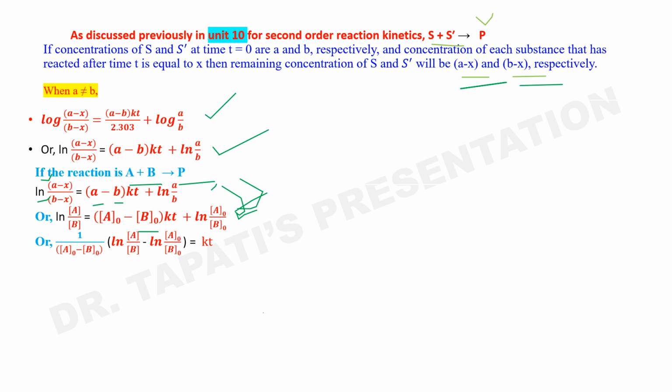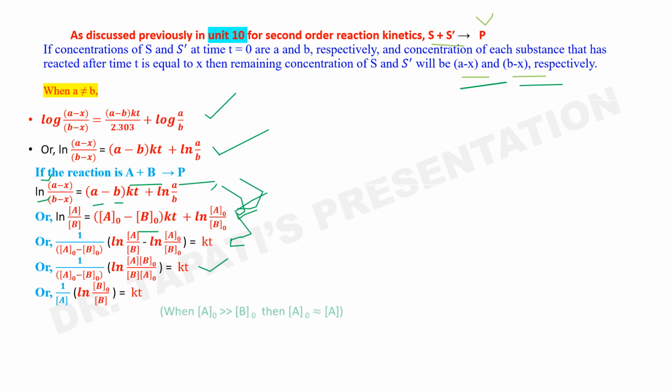Or simply we can write it as 1 by A0 minus B0 into ln A by B minus ln A0 by B0, that is equal to KT. So here we are converting the previous equation to this equation. Now again we can write it in a very simple form: 1 by A0 minus B0 ln A B0 divided by B into A0, that is equal to KT.